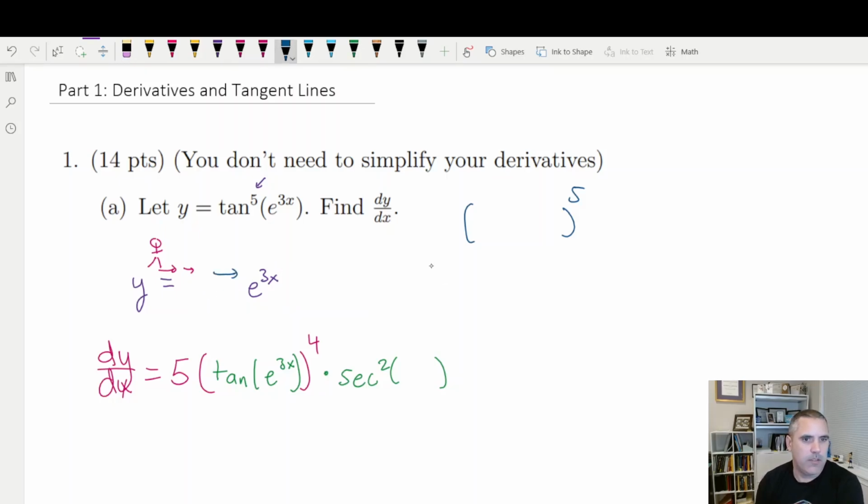Keep walking. Next thing you encounter is e. This is trapped inside of e. Leave the inside alone, and then do times the derivative of the inside. Now the derivative of e to the blah is e to the blah. And we keep going. So this is a real big chain rule problem. We leave the inside alone, times the derivative of the inside, which is 3. Done. Now once you get good at this, you should just put these together.